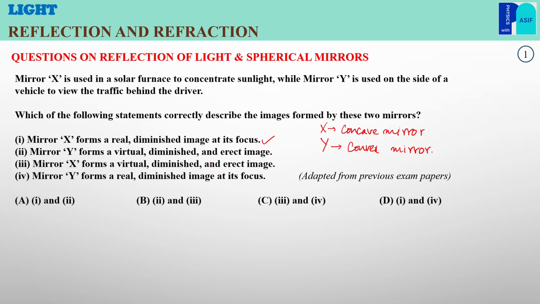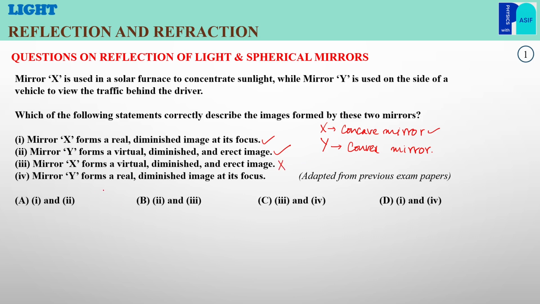And mirror Y forms a virtual diminished direct image. Mirror Y is a convex mirror. We know that the convex mirror forms a virtual, diminished and erect image for any position of the object. Therefore, the second statement is also correct. And mirror X forms a virtual diminished and erect image. The concave mirror forms a virtual image, but it is magnified, not diminished. Therefore, the third statement is wrong.